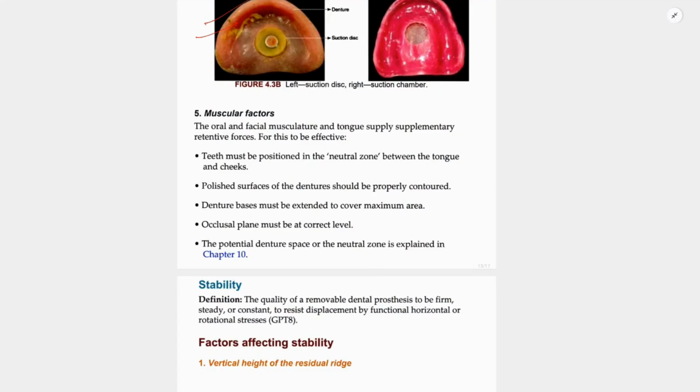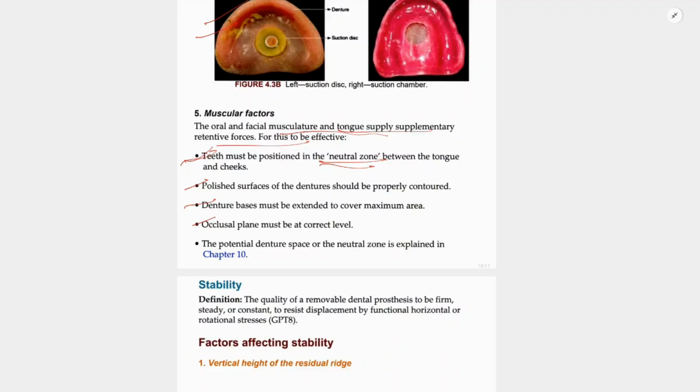The oral and the facial musculature and tongue play supplementary retentive forces. Teeth must be positioned in the neutral zone between the tongue and the cheeks. Important: polished surfaces of the denture should be properly contoured. Denture base must be extended to cover maximum area. Occlusal plane must be at the correct level. Potential denture space, or the neutral zone, is explained later on. No need of this point.